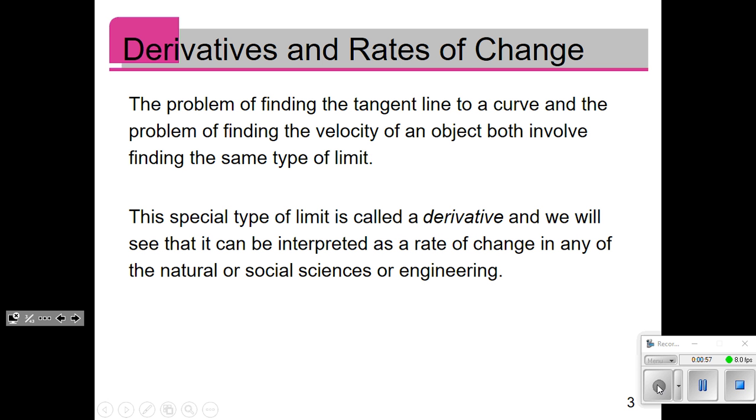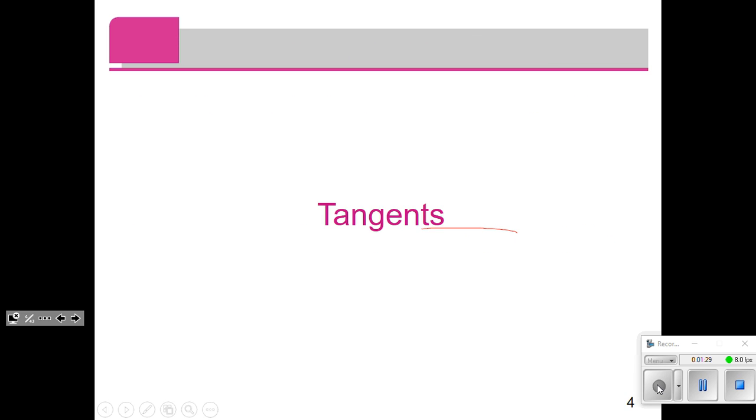Okay, so derivatives and rates of change. It says the problem of finding the tangent line to a curve and the problem of finding the velocity of an object both involve finding the same type of limit. So this special type of limit is called a derivative, and we will see that it can be interpreted as a rate of change in any of the natural or social sciences or engineering. So this leads perfectly into engineering and even physics and stuff.